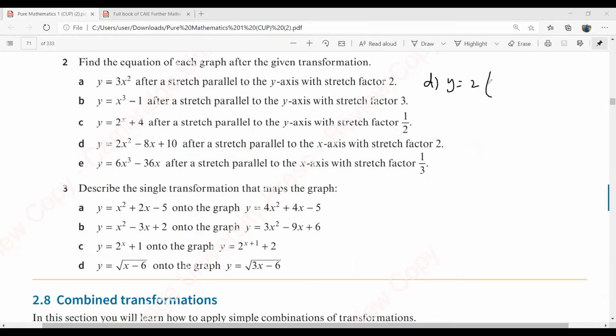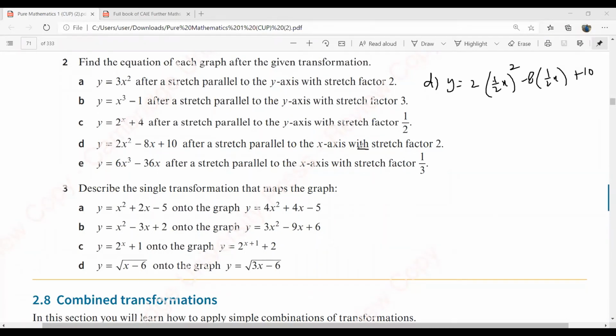Yes. Tell me, should I write 2x here or half x here? Just tell me. Sir, I guess half. Yeah, exactly. You are perfectly right. Half x squared minus 8 into half x plus 10.